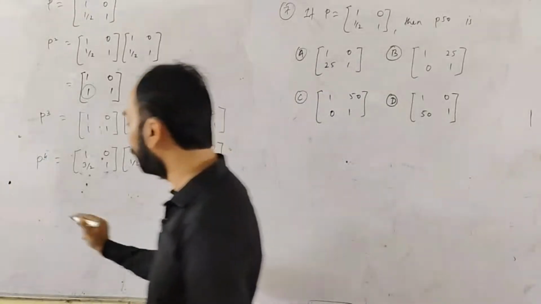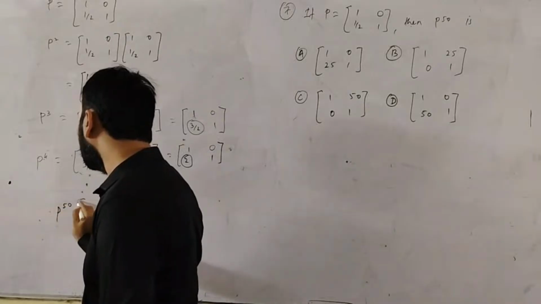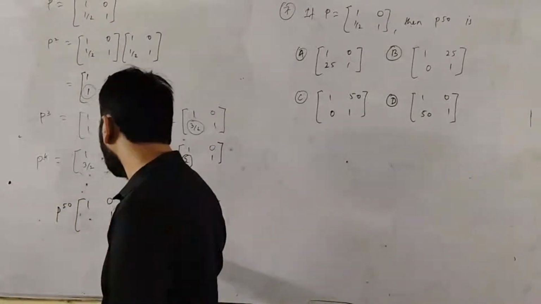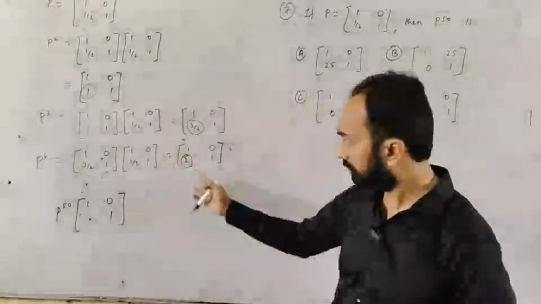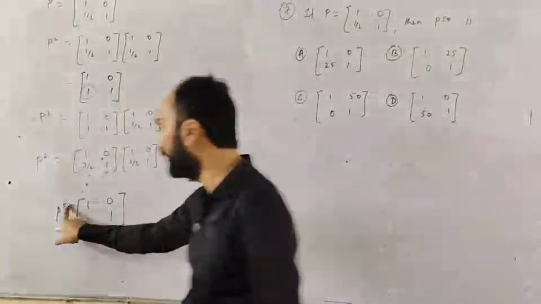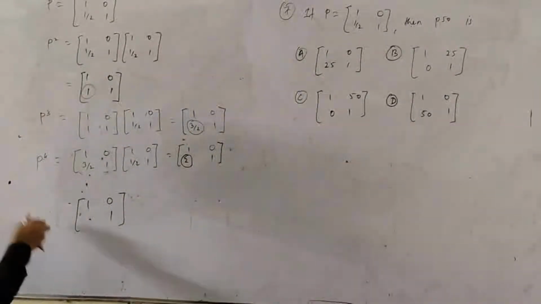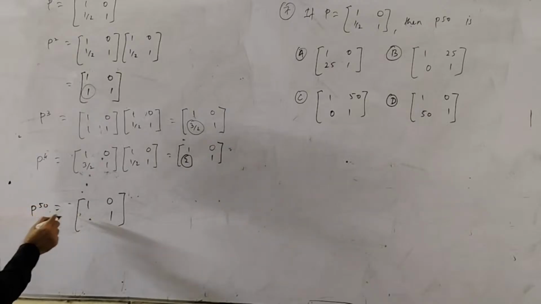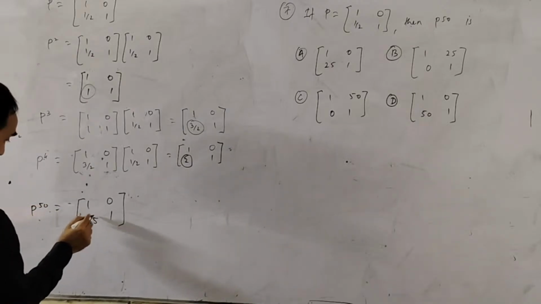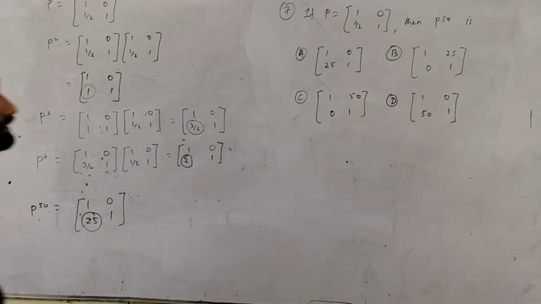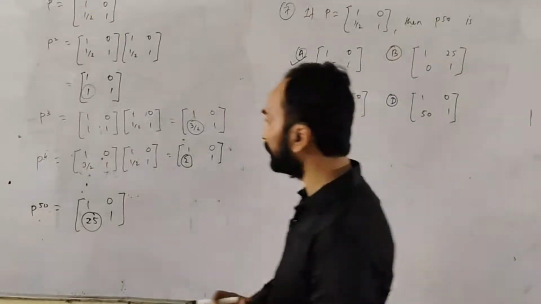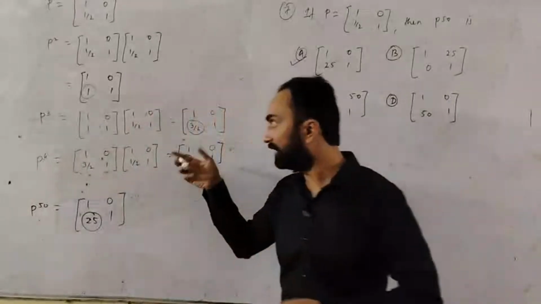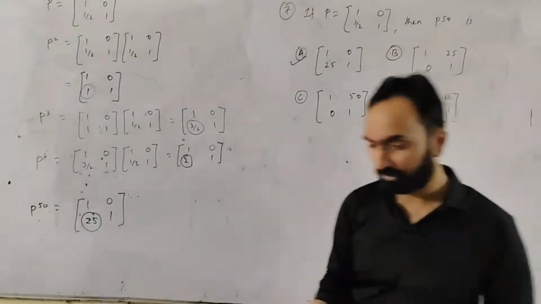So at P to the power 50, what will become? 1, 0, 1. When it is P4, it is 2. It means exactly half of the power. So at P to the power 50, this entry will become 25. So answer you find which option is 1, 0, 25, 1. Option number A is the correct option. Correct. Although we could have stopped here, it is always safe to find at least P2, P3, P4. So we can confirm.